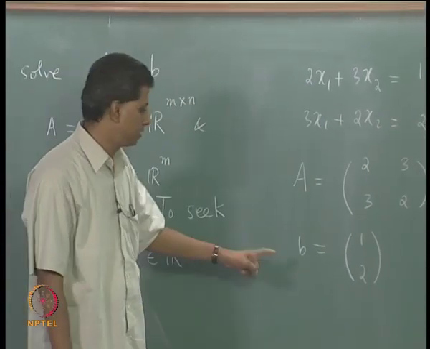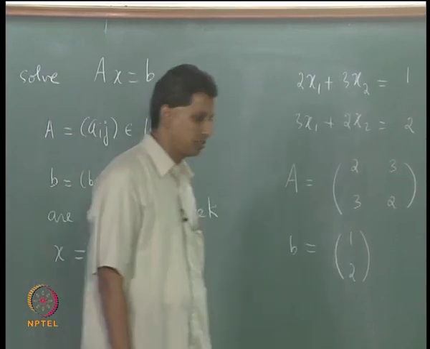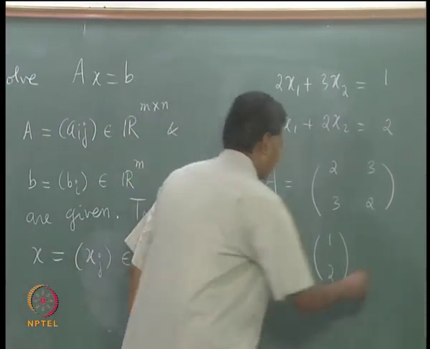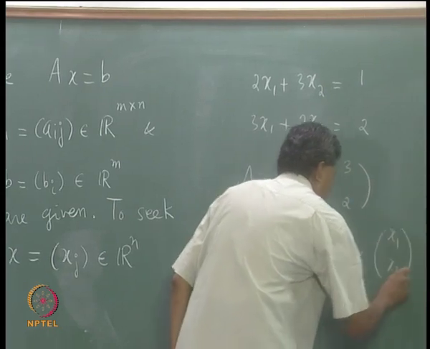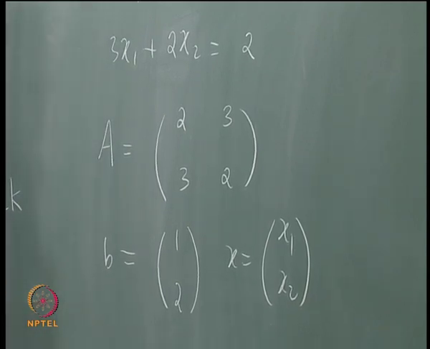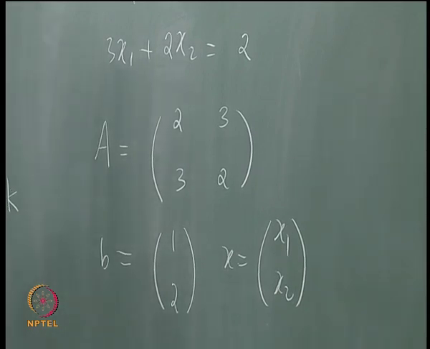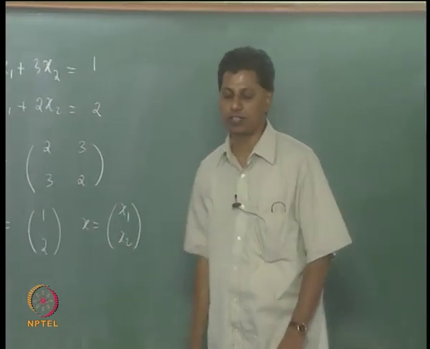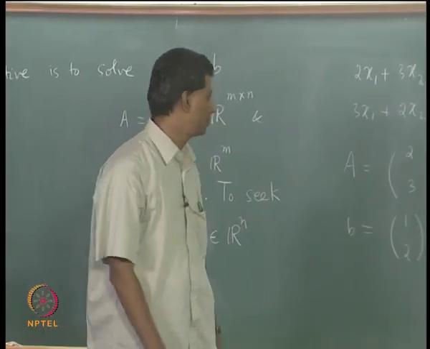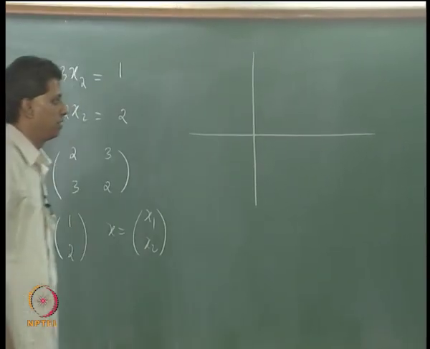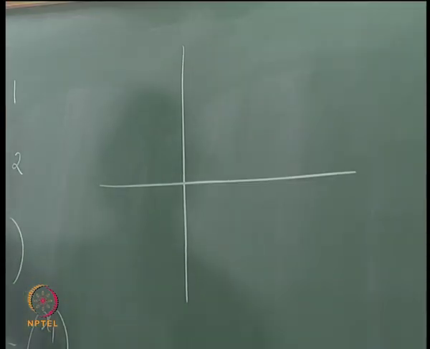Now you will see that I am using a column representation. Any vector standing alone for me will be a column vector. This is the requirement vector. The unknown vector has two components, x1 and x2. The question is, does this system have a solution? Geometrically, what is the meaning of a system having a solution? Geometrically we solve this problem by drawing these lines, 2x1 plus 3x2 equals 1. The scaling will be only approximate. So what are the points that this line passes through?